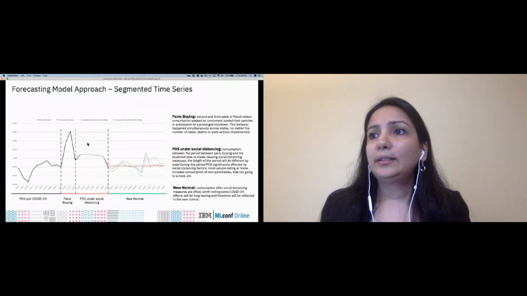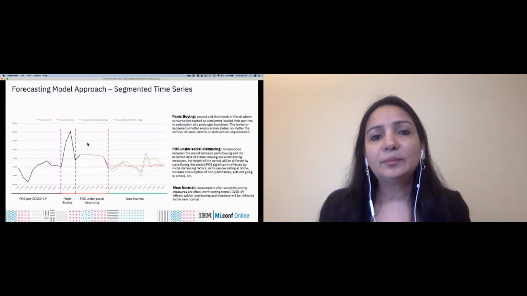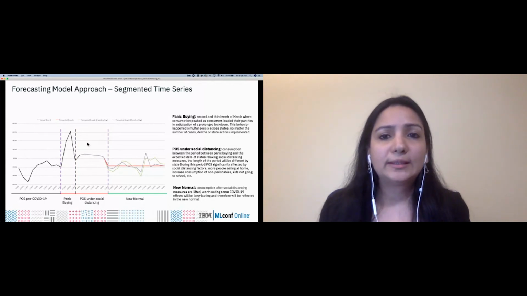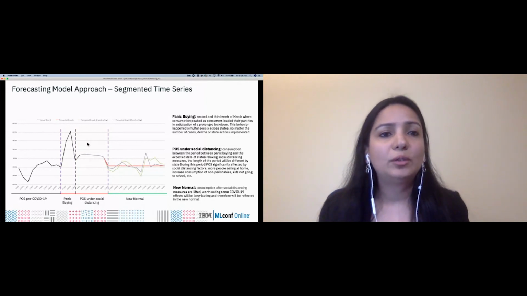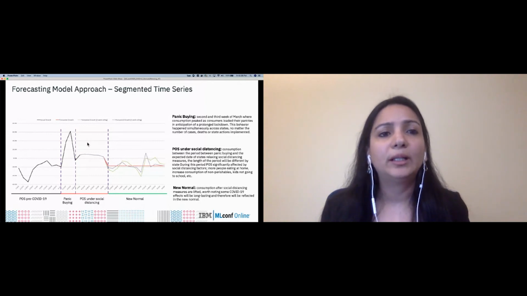We then entered the social distancing stage, and the length of this period differs state to state. During this period, we saw point of sale being significantly affected by social distancing factors. For example, kids are not going to school and there's an increased consumption at home. And finally, if we look at the new normal stage, this is really where we're seeing those long-lasting effects. What's going to continue into the new normal, even after social distancing measures are lifted?